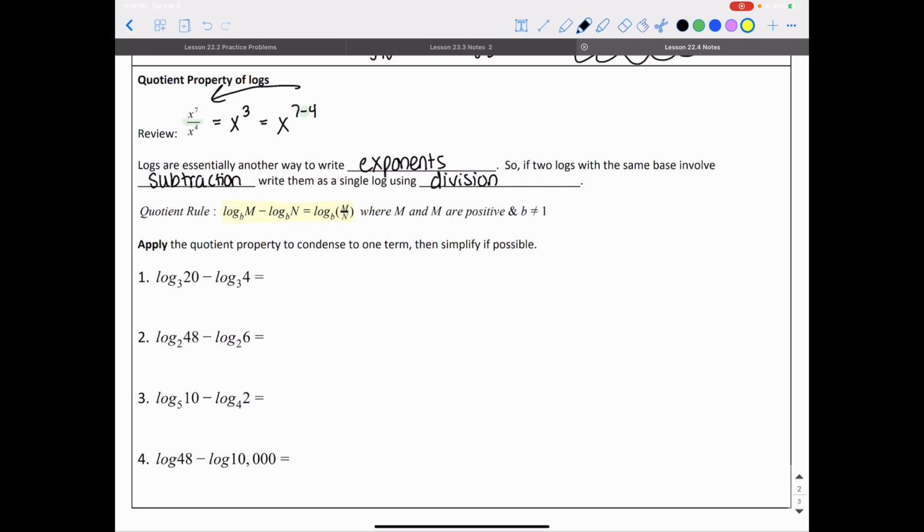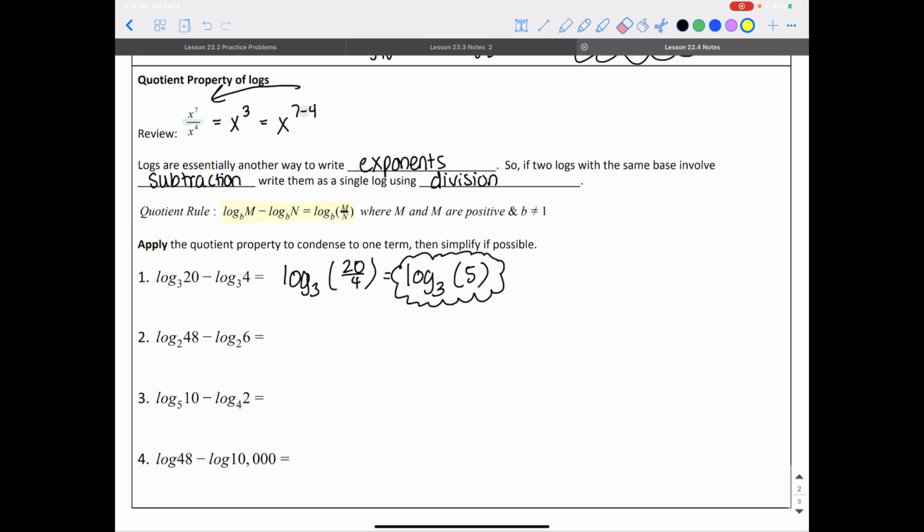So to start, if I have log base 3 of 20 minus log base 3 of 4, I have log base 3 of 20 divided by 4, which is log base 3 of 5. And that's my answer. I'm going to leave it like that because I can't get an easy answer of what that would be. I think it would probably be a non-repeating decimal.